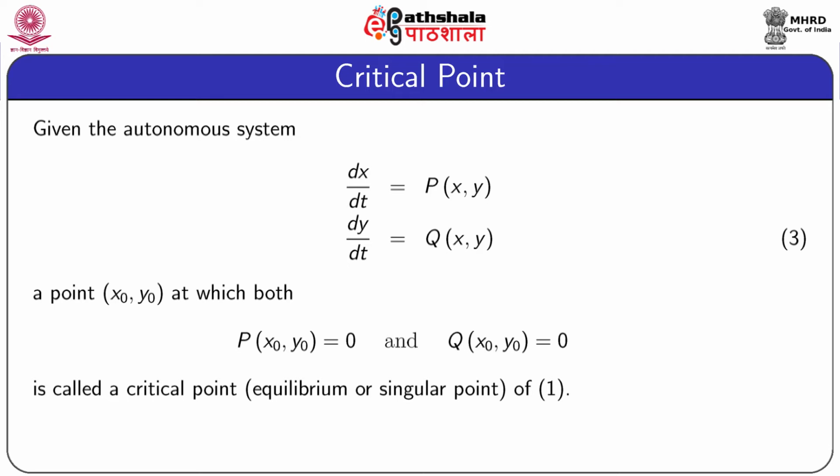Let us now define this critical point for a system of autonomous system given by two equations, dx/dt = P(x,y) and dy/dt = Q(x,y). If we can find points (x0, y0) such that dx/dt = 0 and dy/dt = 0, that is P(x0, y0) = 0 and Q(x0, y0) = 0, then (x0, y0) is called the critical point or equilibrium point.